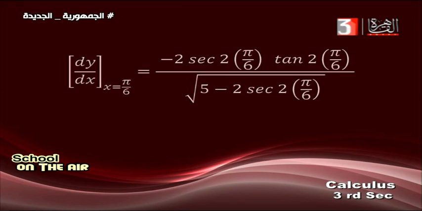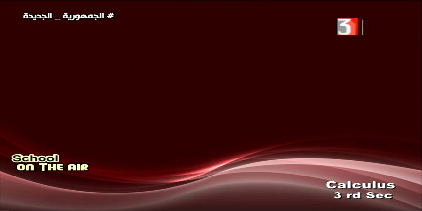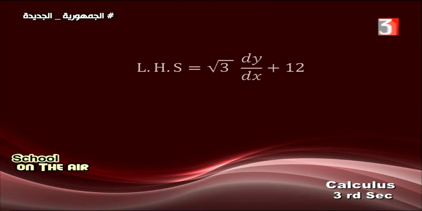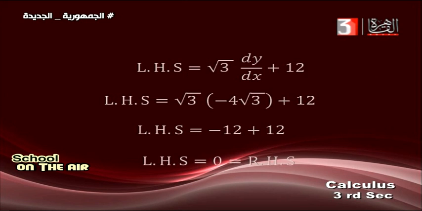We can use the calculator. Then dy/dx at x equals pi over 6 equals negative 2 multiply root 3 all over square root of 5 minus 2 times 2, which equals negative 4 root 3. Now, what about the left hand side? The left hand side equals root 3 dy/dx plus 12. Then the left hand side equals root 3 multiply negative 4 root 3 plus 12, which equals negative 12 plus 12. Then the left hand side equals 0, equal to the right hand side.